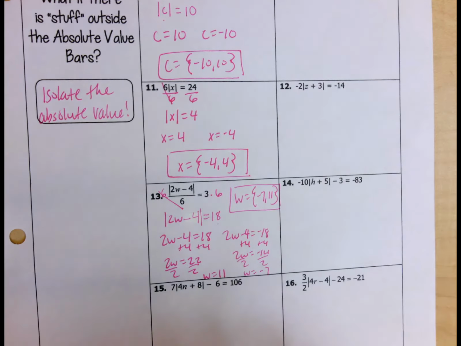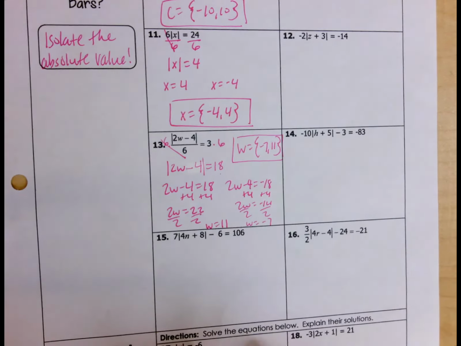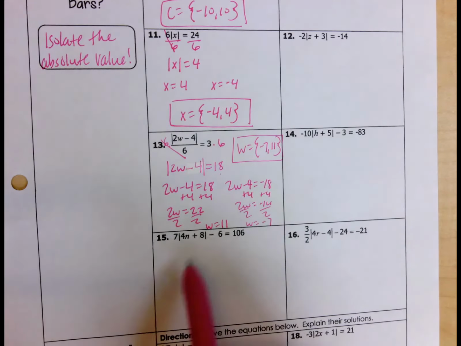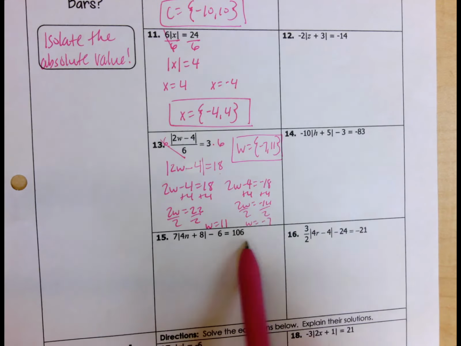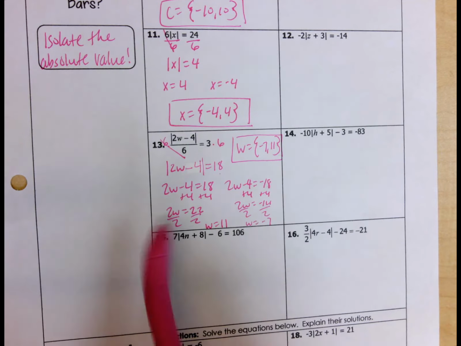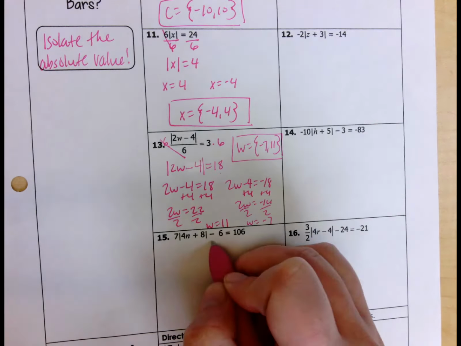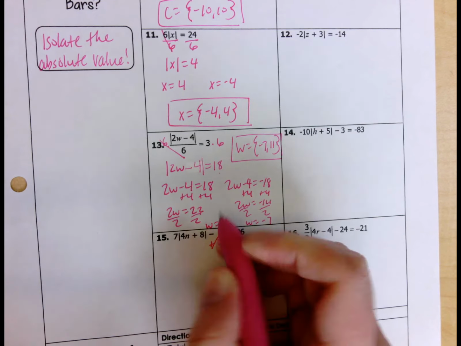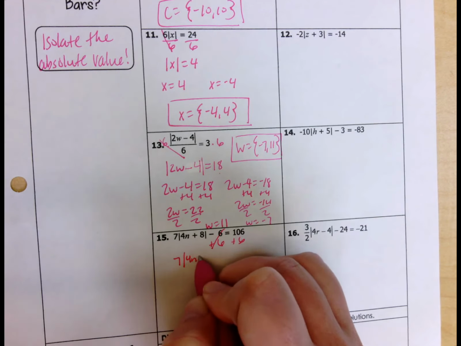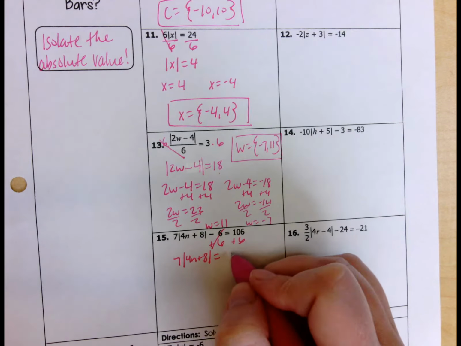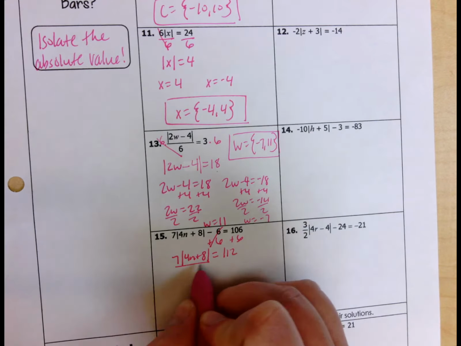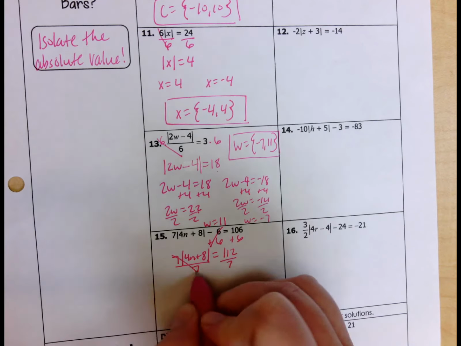Make sure you follow those steps. Okay, number 15, we're going to do something. Number 15 is very similar to number 14, so pay close attention to that as well. We're multiplying by 7, and we're subtracting 6, and we've got to isolate this. So we're going to start by adding the 6, and now we have 4n plus 8 and 12. We're going to divide by the 7 to get rid of that.